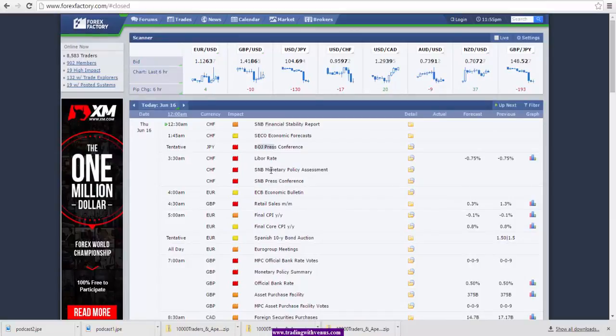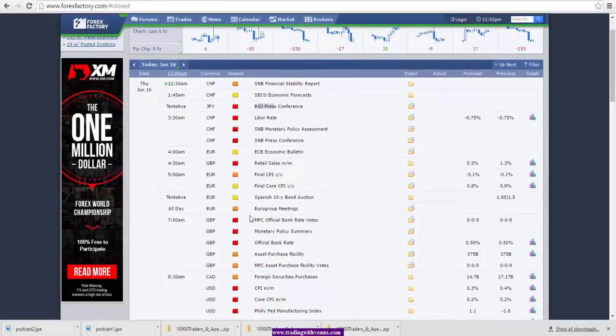We have the Swiss National Bank monetary policy assessment and press conference and the LIBOR rate. We also have retail sales for the British pound in the UK session. And then moving on, we have the MPC official bank rate votes for the British pound, the monetary policy, and the official bank rate, which is the interest rate. So this will be a market moving event here as well.